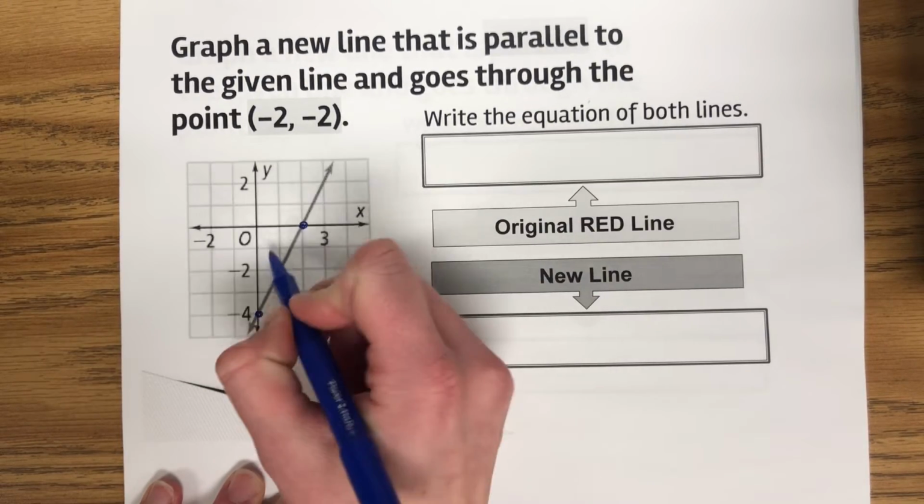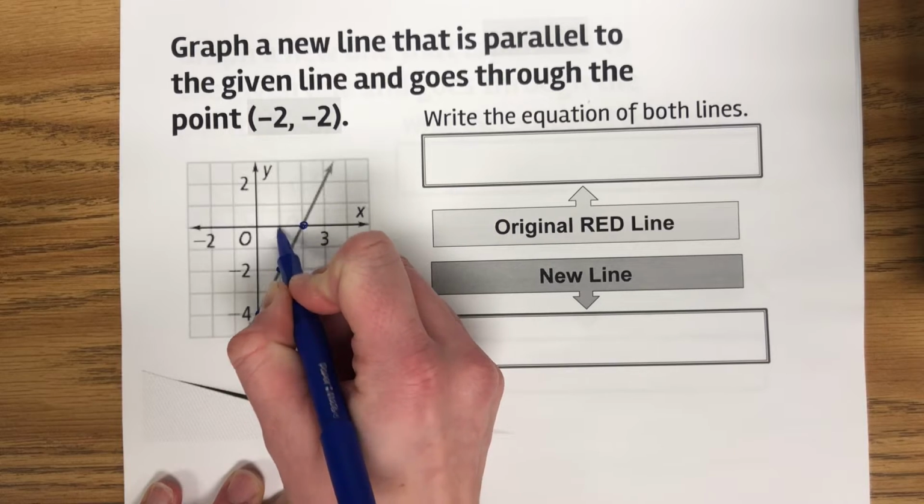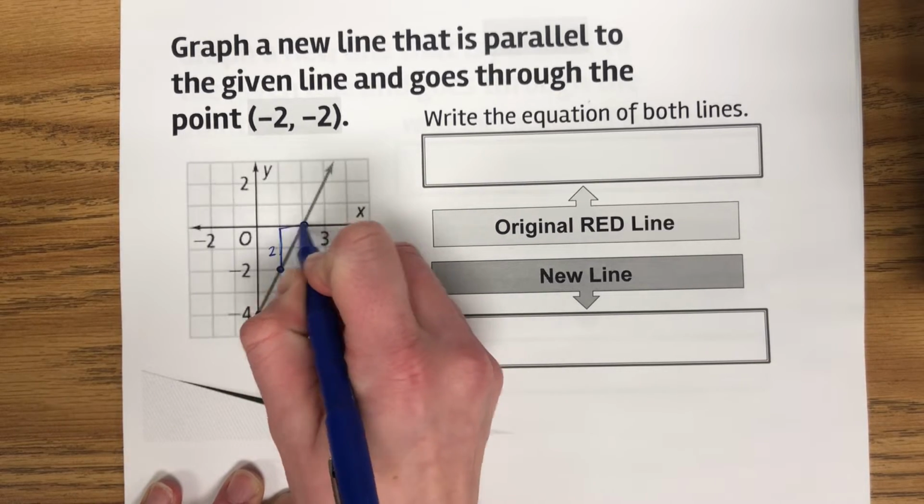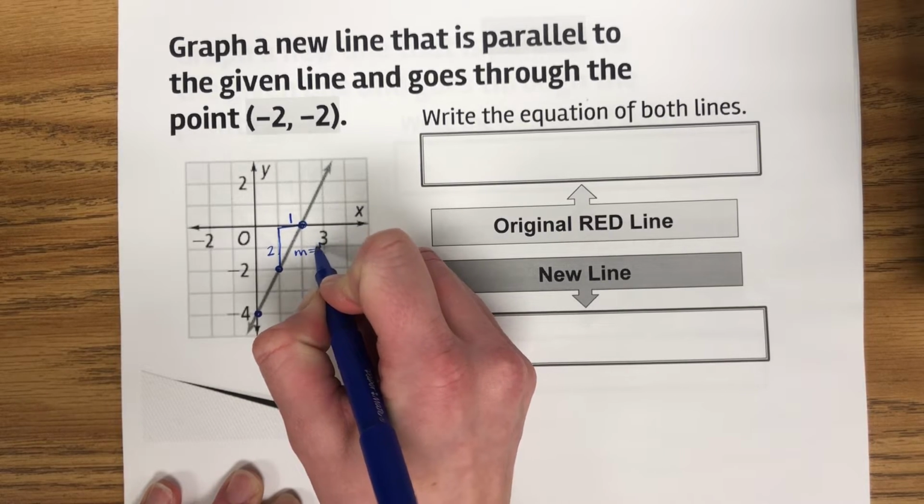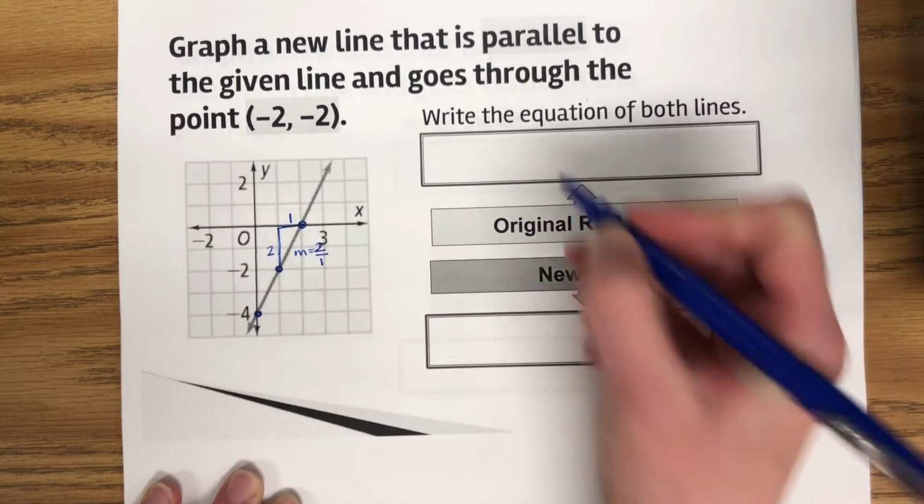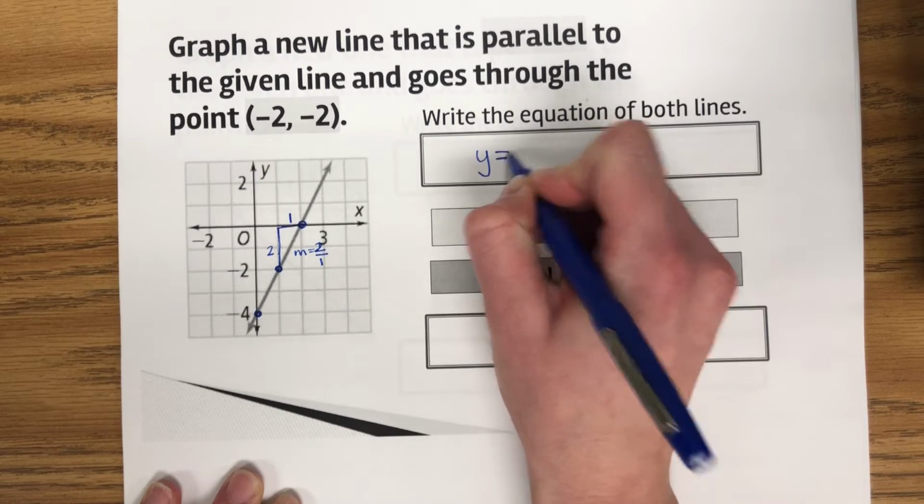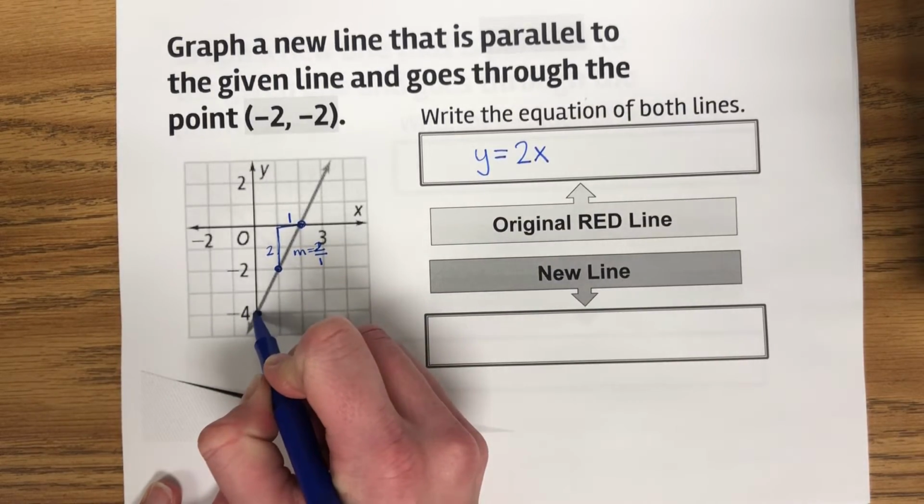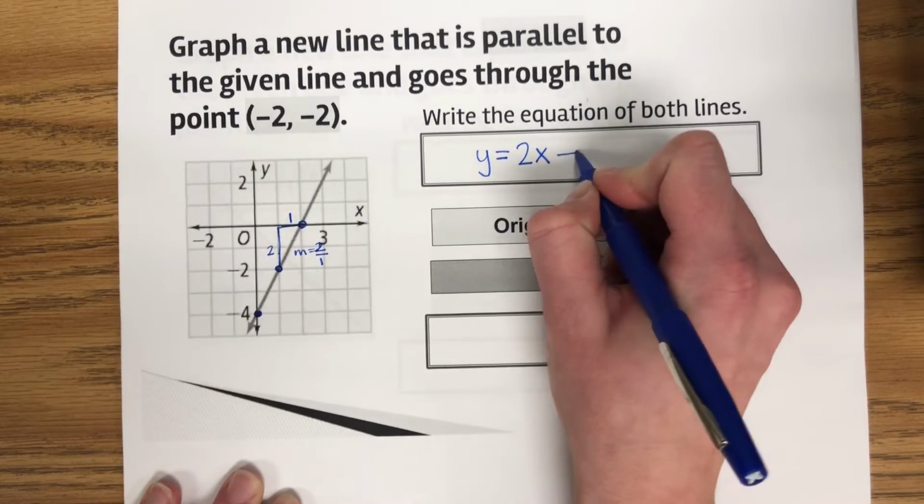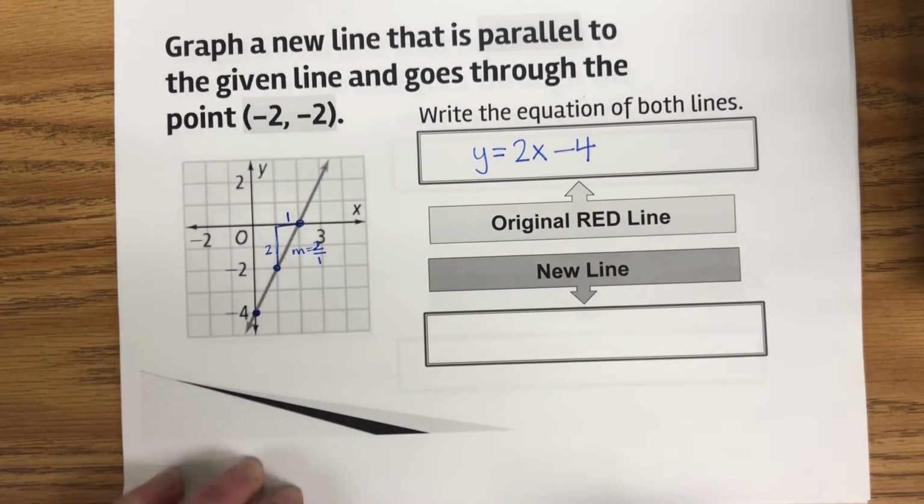So we need to find our rise, which is 2, and our run, which is 1. So our slope is 2/1, which is 2. So y equals 2x. And then our y-intercept is down here at -4, so -4.